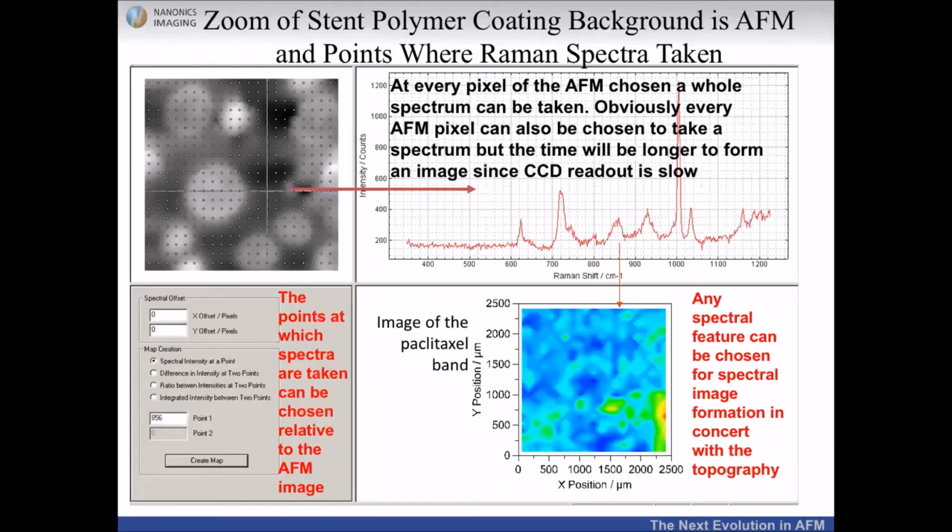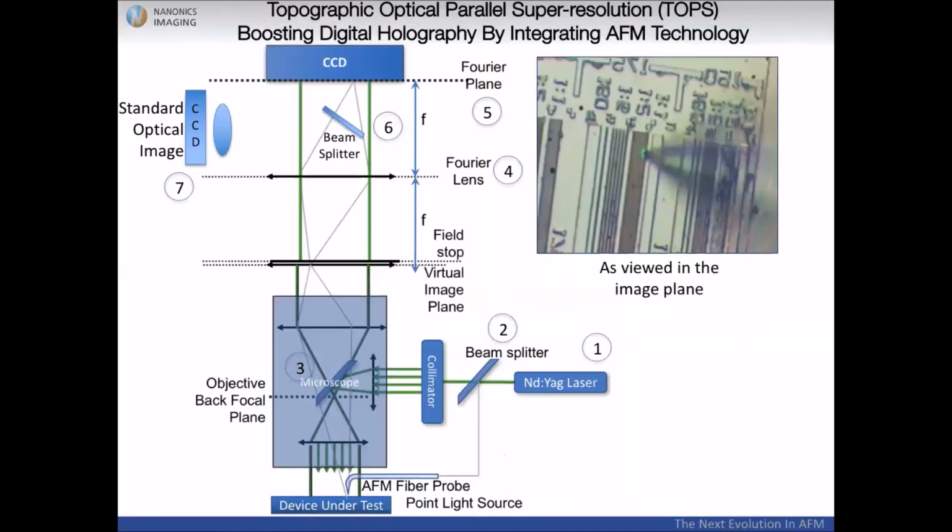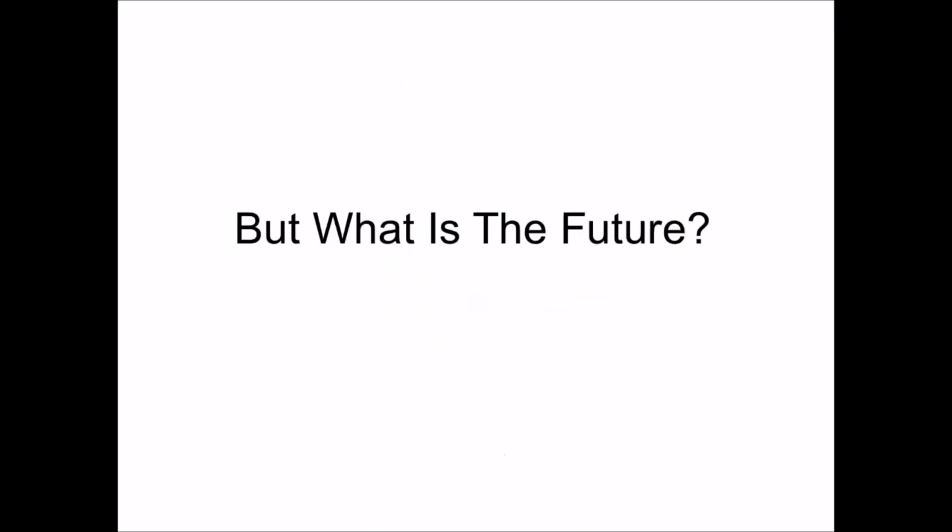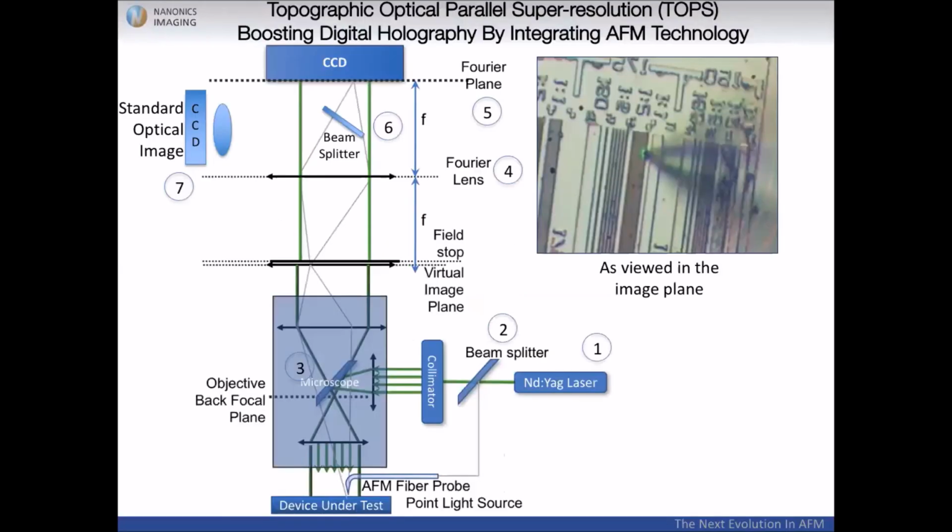Okay. So now we can go to the last 3 or 4 minutes. And that is what is the future. Okay. So I told you that we have a microscope, and a microscope has a Fourier plane. It has an image plane.